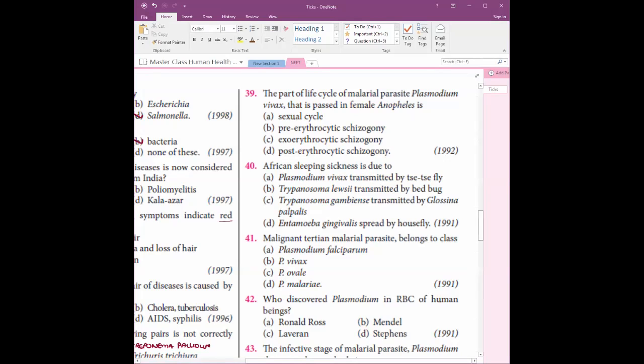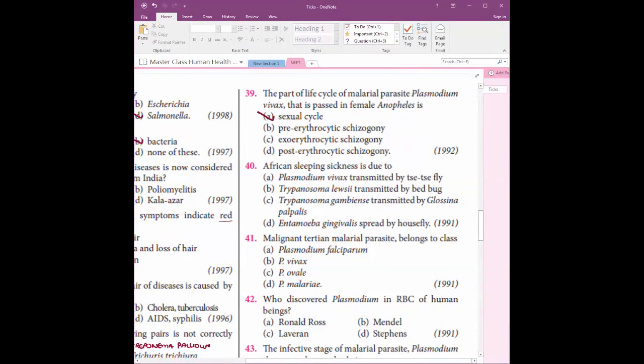Actually, guys, we are going to see the entire sexual cycle. The entire sexual cycle is going to be transferred, because we have said there are going to be two hosts. One is your mosquito and the second one is the human host. So the entire sexual cycle is going to be passed, guys.